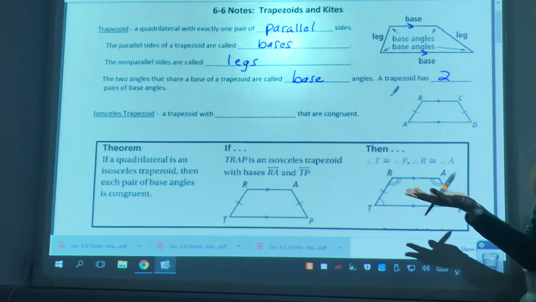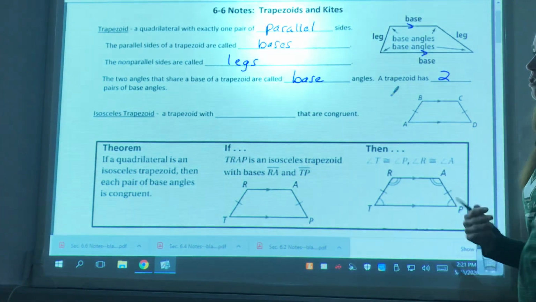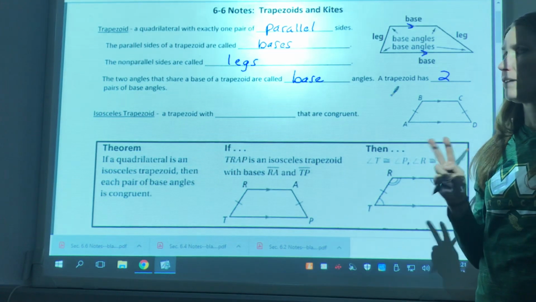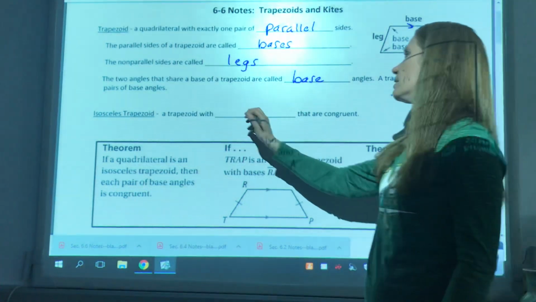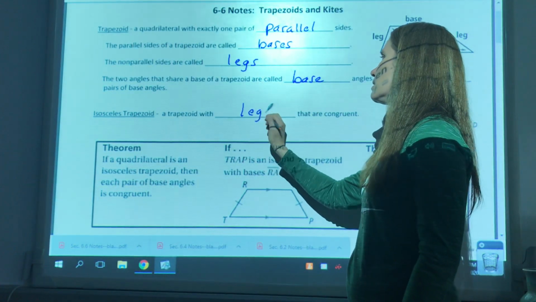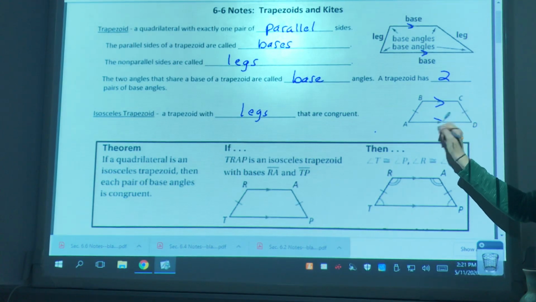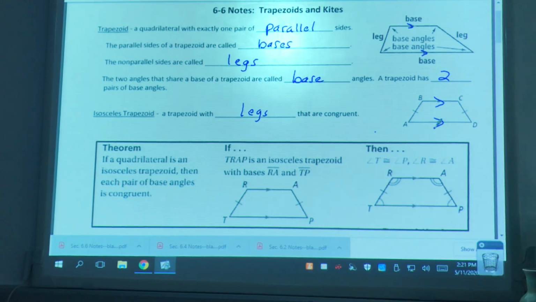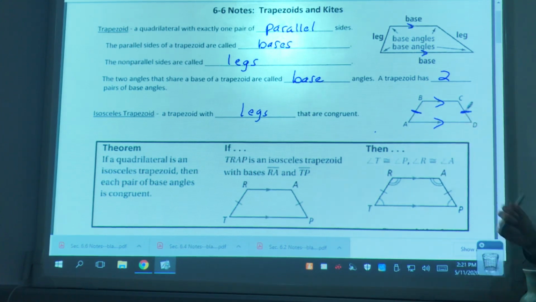All right. Then more specific than just a regular trapezoid is an isosceles trapezoid. So just like we've talked about, isosceles triangles have two congruent sides. An isosceles trapezoid is a trapezoid with legs that are congruent. So if we look at this picture right here, we can see it's a trapezoid because it has exactly one pair of parallel sides. And then we can see these congruent marks here that show me those legs are congruent, and I therefore know that that has to be an isosceles trapezoid.